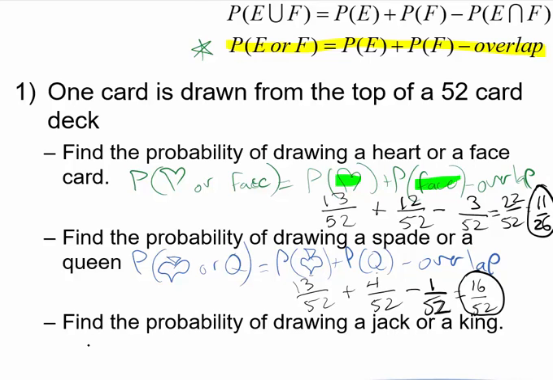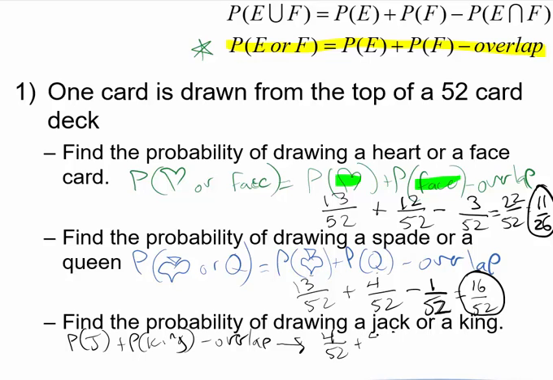Now, with our last example here, we'll do the probability of a jack or a king. So we'll have the probability we get a jack plus the probability we get a king minus any overlap here. And to figure this one out, we'll first start with the probability of a jack. So there's 4 cards out of 52 that are jacks plus 4 cards out of 52 that are kings.